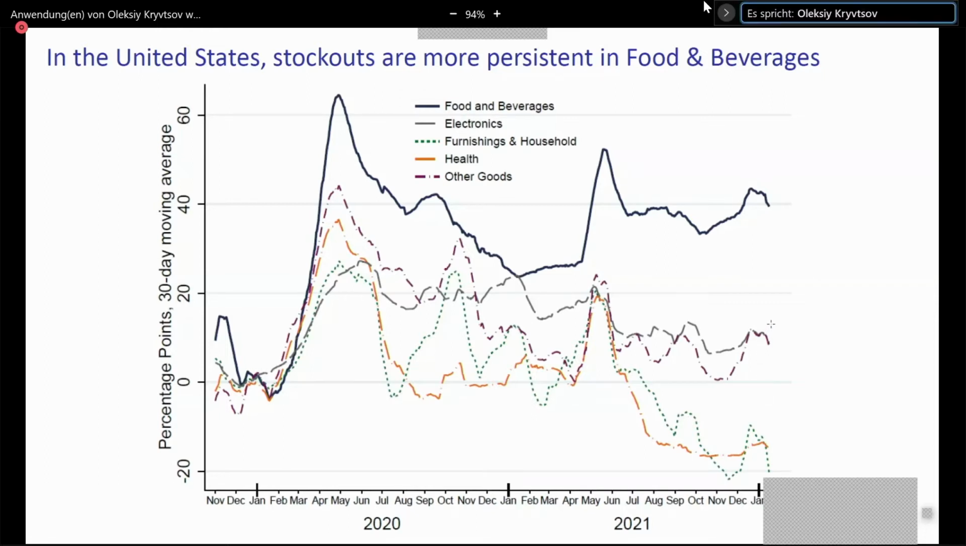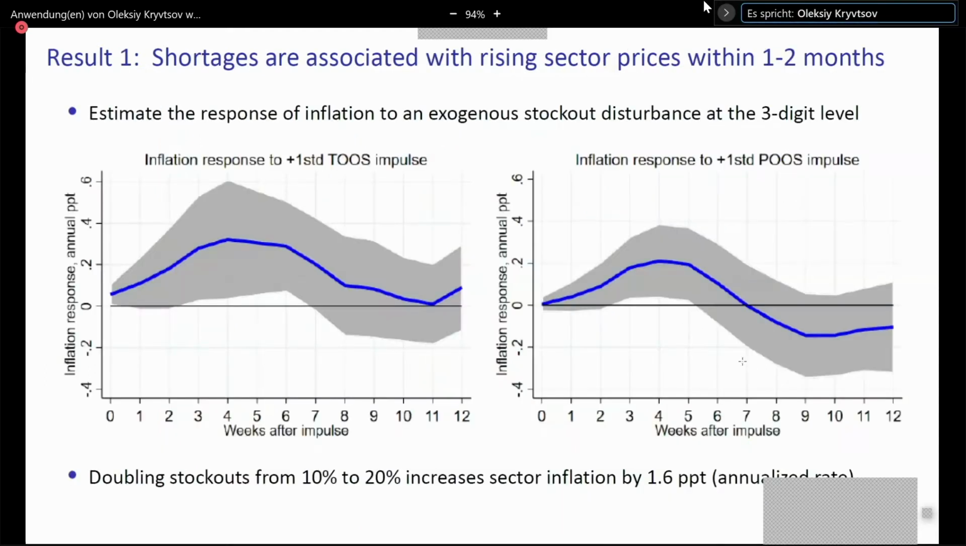Okay, with this summary of how the data looks, let me go to summarizing our main results. There are 3 results that I wanted to advertise to you. First, we just do the brute force correlation of a shortage disturbance, so an unexpected rise in a measure of shortages. And again, we use 2 measures, on the left and on the right, temporary and permanent. And we ask, if there was a spike in shortage, what do you see in inflation at the 3-digit sector level, so at the relatively disaggregated sector level.